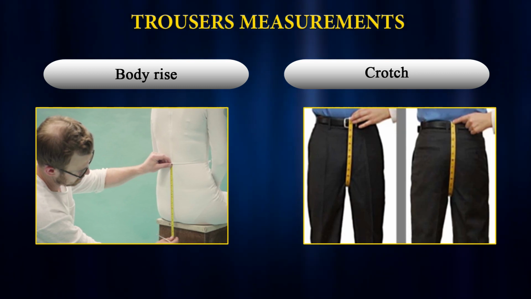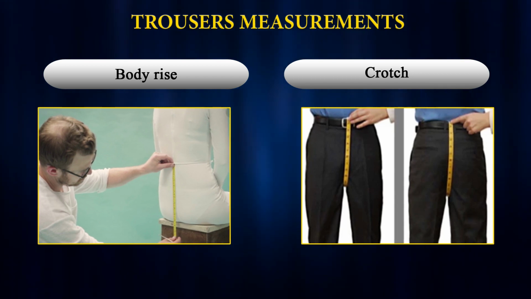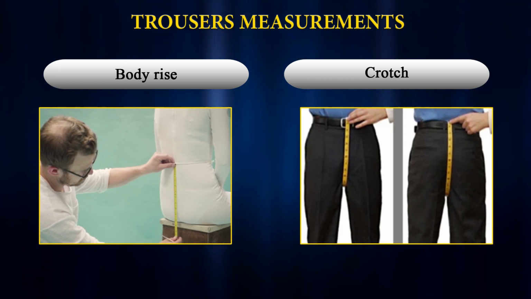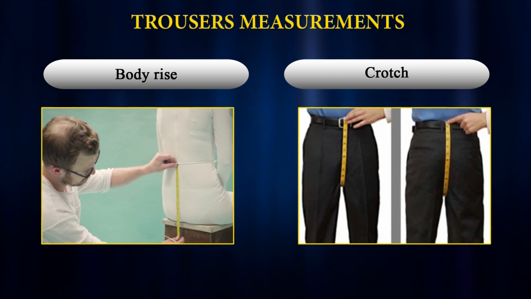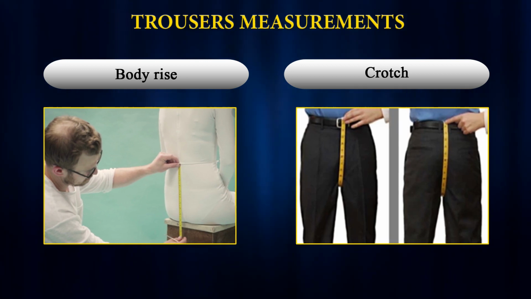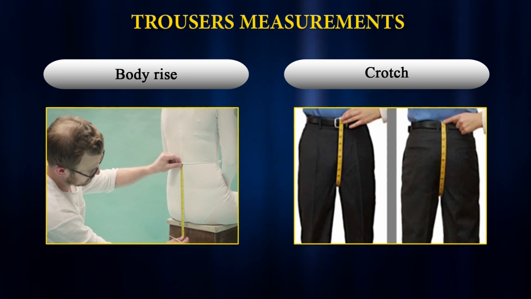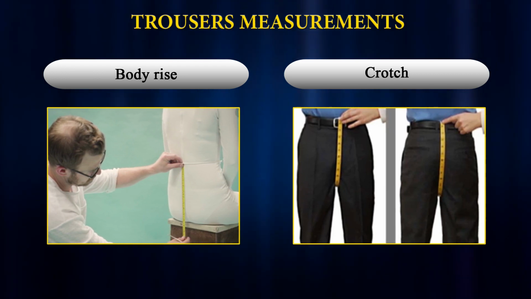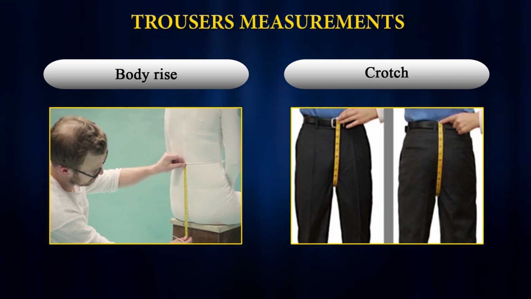Then the next measurement we need while measuring the body for making a trouser is the crotch area measurement, because if we are making a trouser, it should be very comfortable between the legs. So we take the crotch area from one waist point to the front. So this is how the crotch area measurement is taken between the legs.